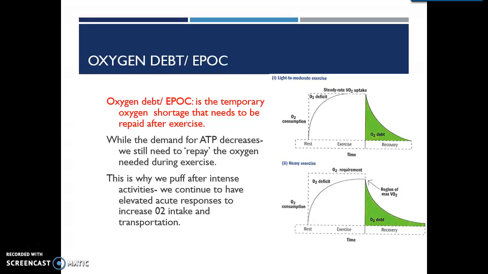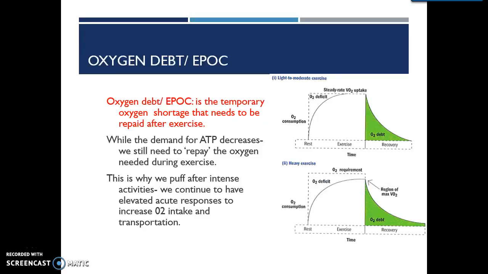Oxygen debt is the last term. Think about if you had a debt at the bank. This needs to be repaid. It's the temporary oxygen shortfall that needs to be repaid after exercise. While the demand of ATP decreases, we still need to repay the oxygen needed during exercise. And it's at this very end fraction where oxygen debt occurs, once exercise has stopped. And this is why we puff after intense exercise or activity.